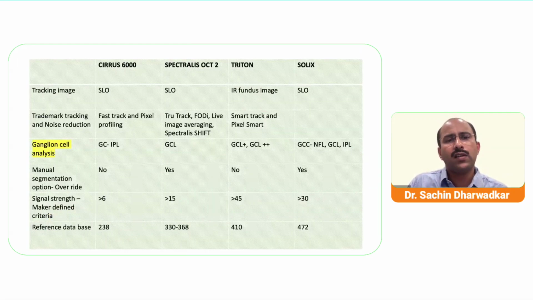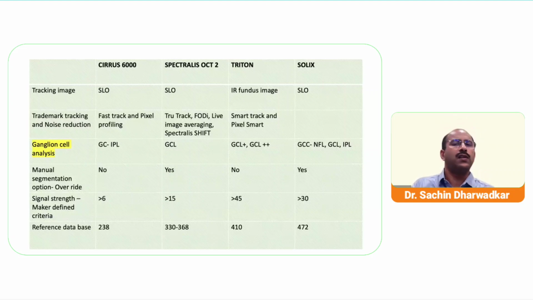As far as the tracking technology is concerned, I told you that the SLO image is used in three of the 4 technologies, whereas the IR fundus image is used in the Triton. The trademark tracking and noise reduction software and post processing are different for each machine, and they are trademarked and have different nomenclature. The ganglion cell analysis is one thing which is vastly different in all the different technologies.